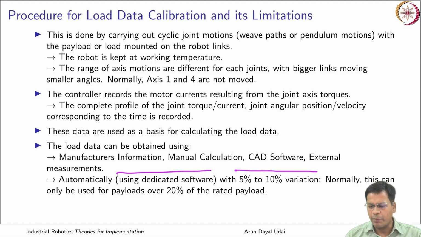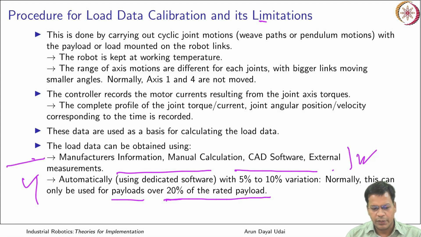With almost 5 to 10% variation, it can do very closely, but normally this can only be used for payloads, not for the supplementary loads, and only over 20% of the rated payload. So supplementary load can be almost around 20% of the rated payload. So these are some of the limitations I have told. When I am using an automatic method to identify my loads, there are errors. They are not very close values that you can obtain. Closer values are obtained if you know the system properly through this information.